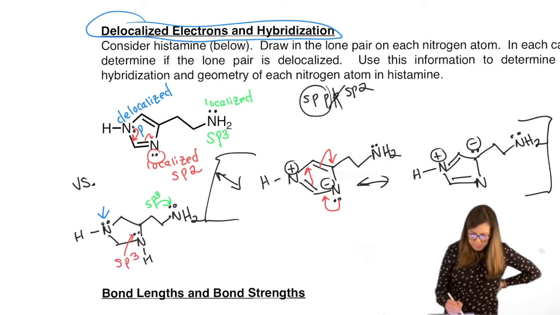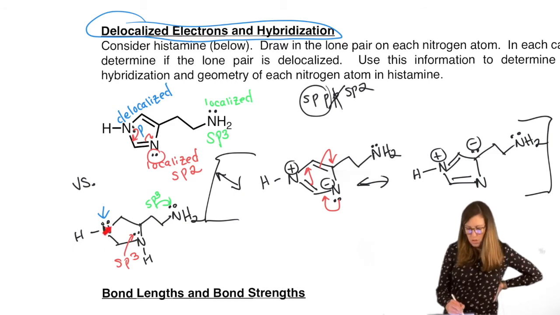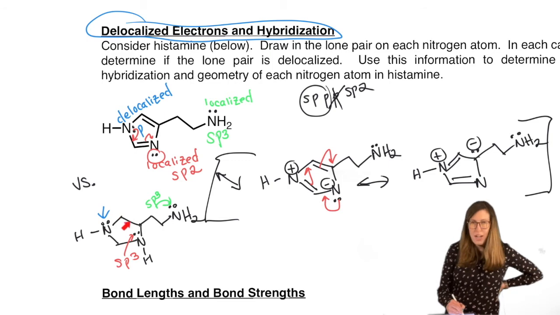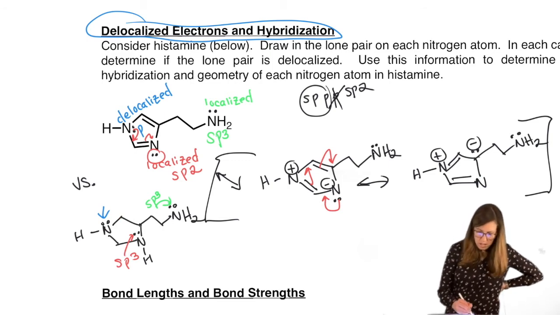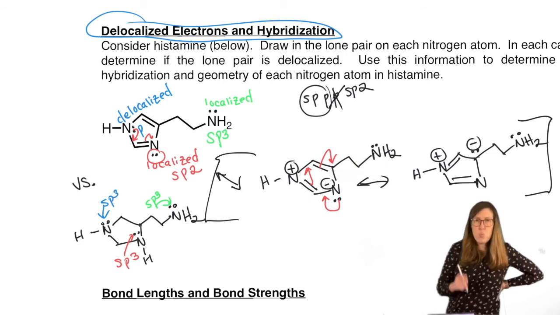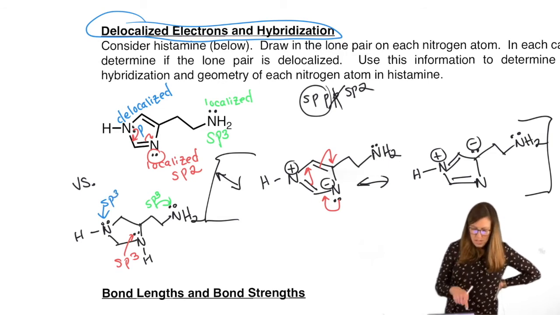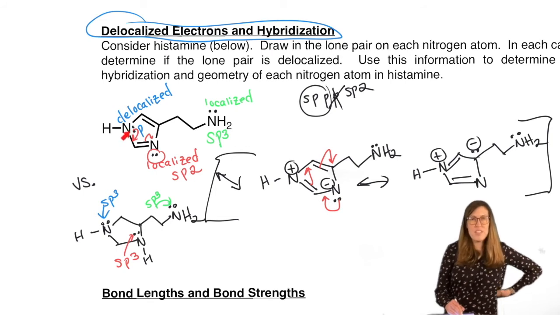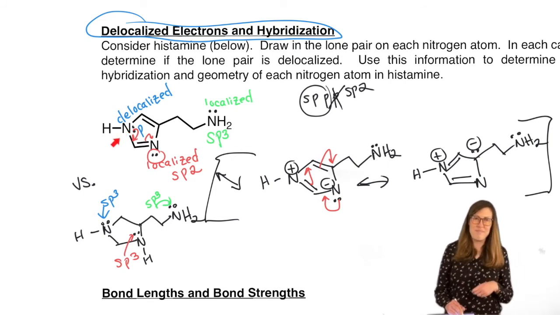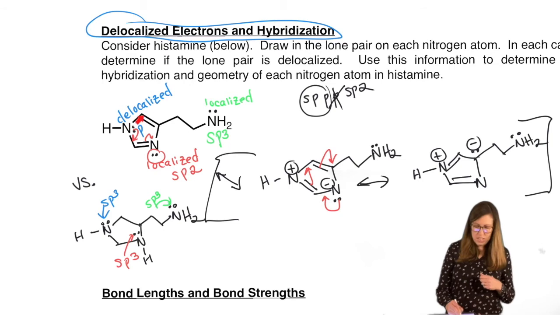Now look at the blue. Is this delocalized? No, there's no way for the lone pair to move. There are no pi bonds, open octets, or anything. So this is also sp3. If the question was what orbital is holding that lone pair, your answer is it's in an sp3 hybrid orbital. If I say what orbital is holding that lone pair, your answer is it's in a p orbital, simply because it's delocalized versus localized.